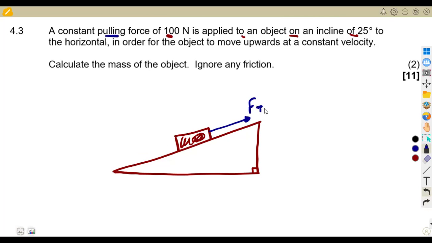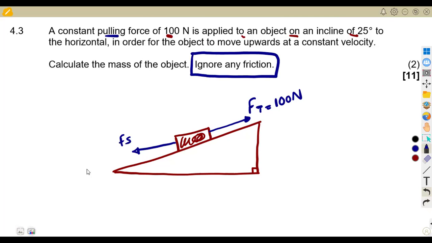So we are given Ft, the total force, of 100 Newton. Remember, when you're given a condition like to ignore any friction, it means this Ft is equal to the parallel component, which is our Fs. This is at 20 degrees. Is that so? 25 degrees, sorry. That's at 25 degrees to the horizontal. In order for the object to move upwards at a constant velocity, calculate the mass of the object.